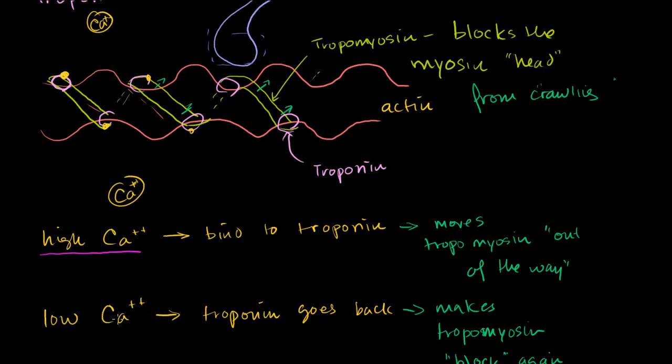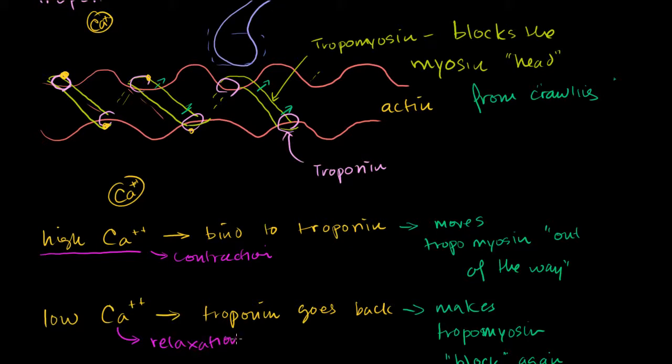Low calcium ion concentration, these troponin proteins go to their standard conformation, and they pull, or you can say they move the tropomyosin back in the way of the myosin heads, and we have no contraction. So this is muscle contraction, and then low calcium concentration, we could say relaxation.